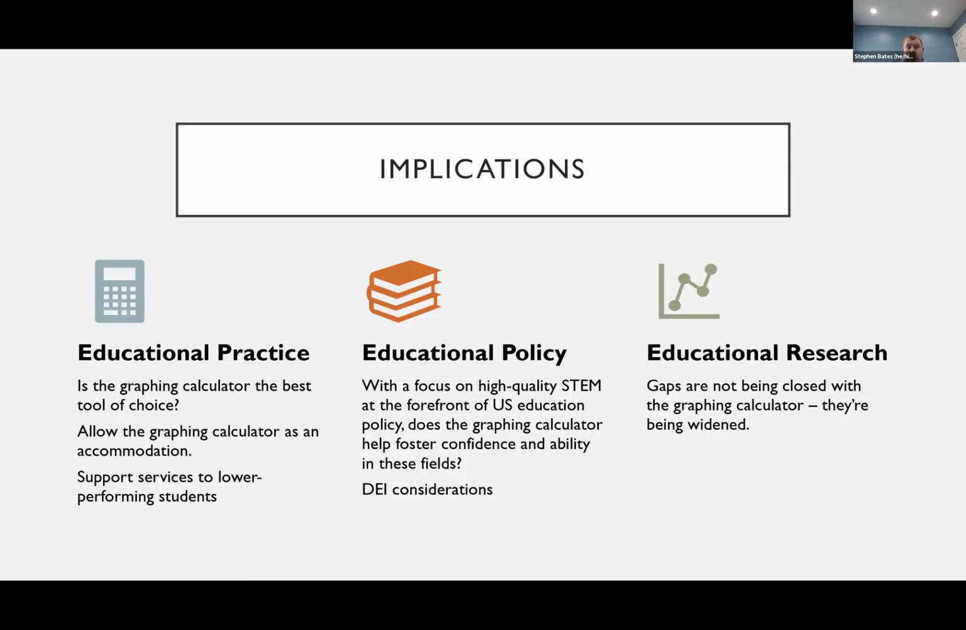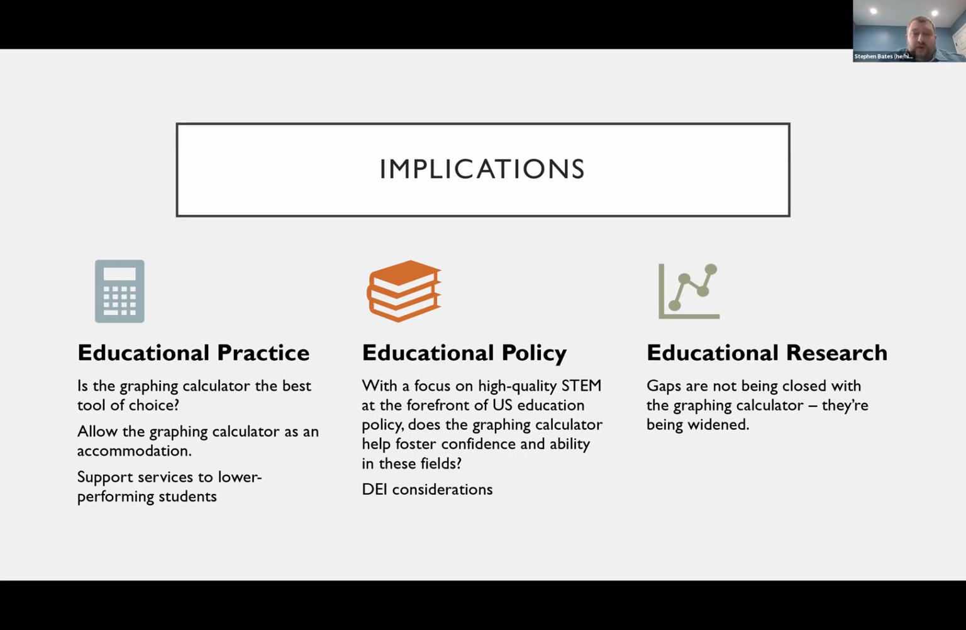So what does this mean? As an educator, it's always important for me to think about what's best for my students and what we can do better moving forward. The first question that came to mind is: is the graphing calculator the best tool of choice? With the world we live in, there's a ton of different resources we're able to use. So I've been trying to think about the best way to move forward in my classroom.